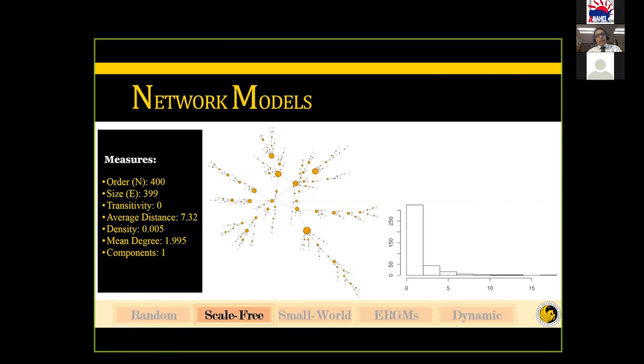In this example, again, we have 400 nodes. This time, an even lower number of edges, 399. Transitivity is 0, so there is no alternative way of connecting these nodes except through the hubs. We call these big nodes hubs, by the way. The density of the network is even lower, and the mean degree is 1.7. The average distance is much higher than the previous one. And as you can see, it's because of the type of relationships. They all have to go through these hubs. And finally, we have one component in which all the nodes are connected.